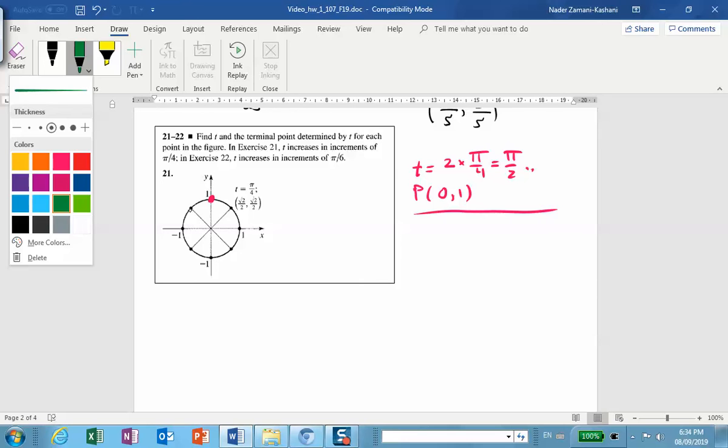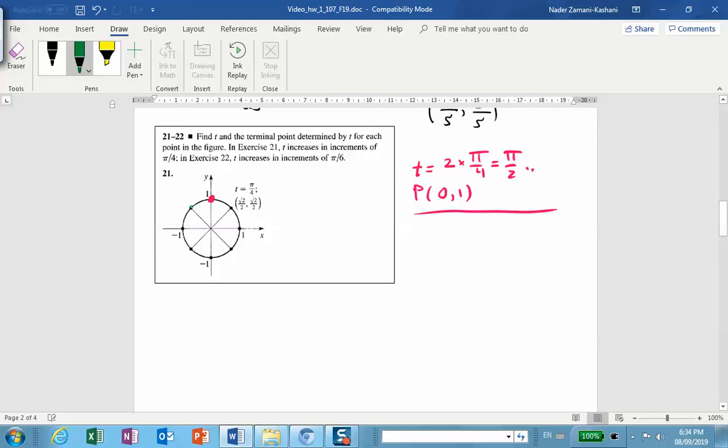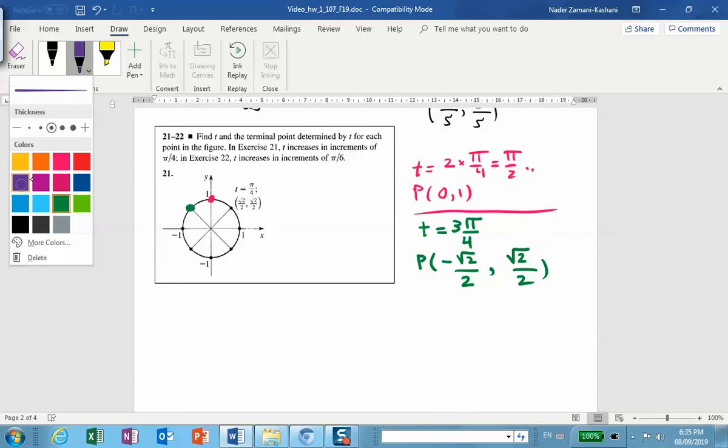So if you look at this point, there's the green point. Okay, the value of t is equal to 3 pi over 4, and for the coordinates of the terminal point, notice that the x value is a negative x value on this point over here, so it's going to be minus root 2 over 2, and the y value is positive root 2 over 2. Okay, now let's try this purple one.